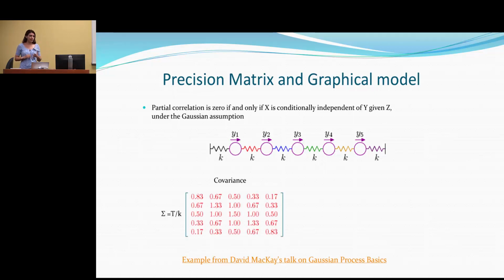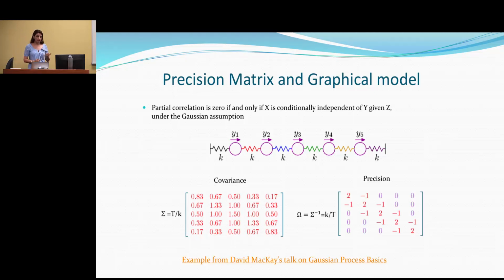So this is a covariance matrix for this graphical model, and this is the inverse or precision matrix for this graphical model. As you can see, zeros in the precision matrix mean there is no edge between those variables. For example, y1 and y3 here don't have any correlation or they are independent, so the value in the precision matrix is 0. So it's the inverse of covariance, but this is the precision.